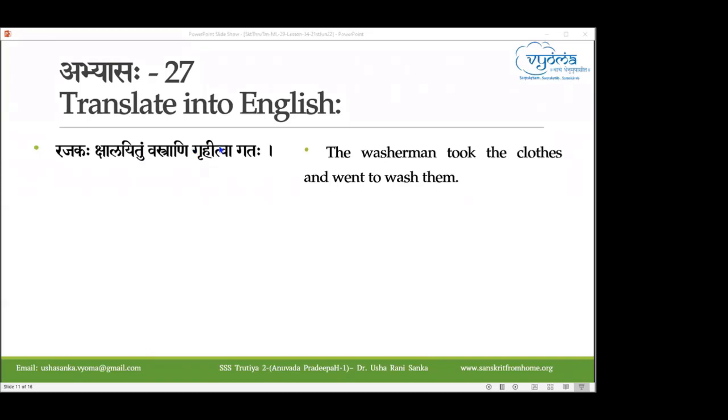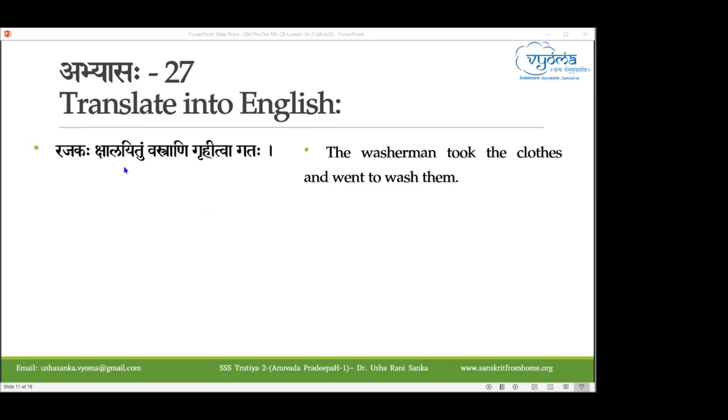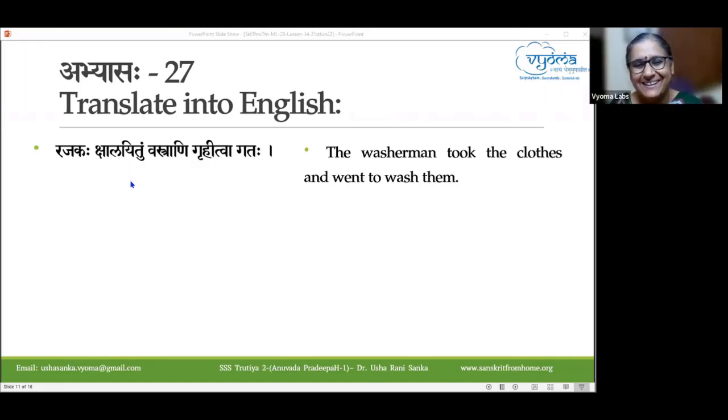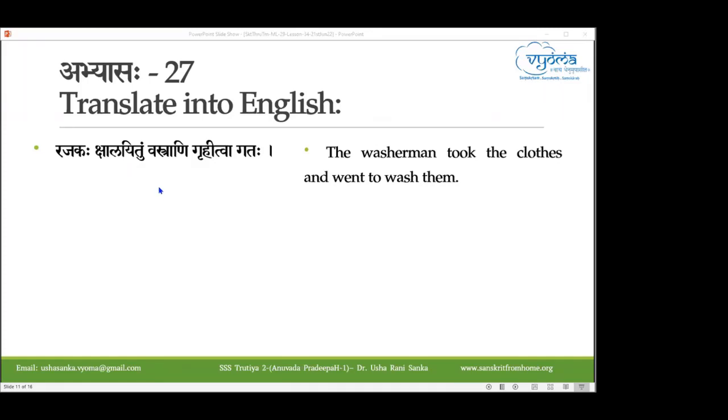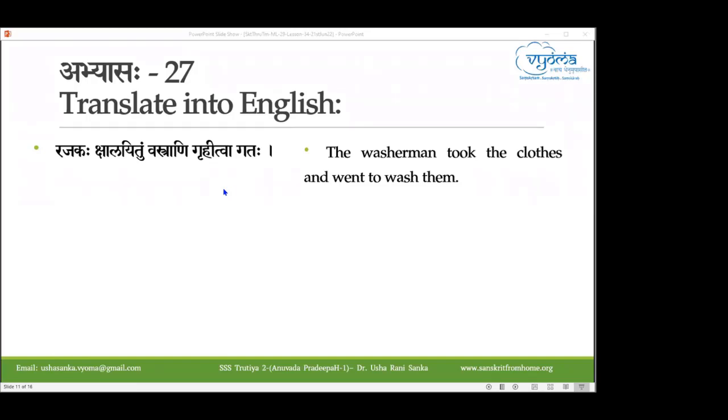I think it's different. Having taken the clothes to wash, the washerman went home. No. Wash them, no? Where will Suman go? The washerman went, collecting clothes, I thought like that. Griham, I thought it is griham. Grihitva means taking. Acha, okay. Sorry. Having taken clothes to wash, he went. Madam, the washerman, having taken the clothes to wash, the washerman went. That is the right answer, I think.